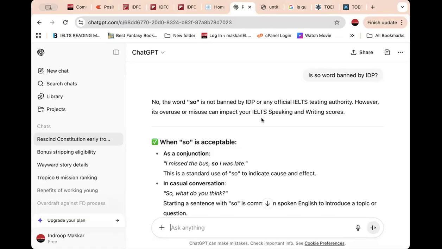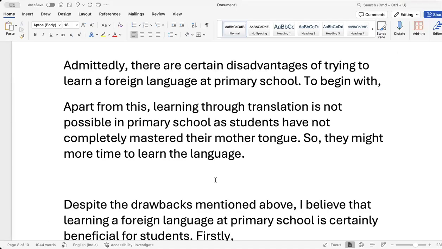If you're repeating something 10 times, it has so many other words that you can use. "Hence" is a word. Okay, you can use it. Hence I was late, I missed the bus. As a result, I was late. So you have so many other options. It's not banned though.